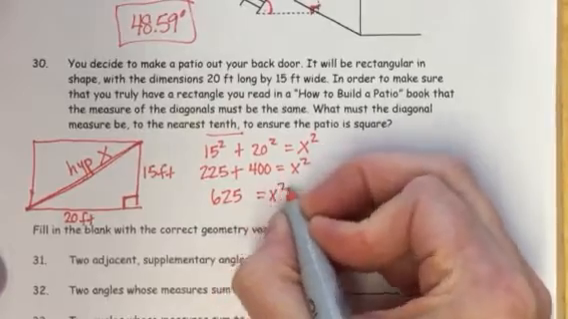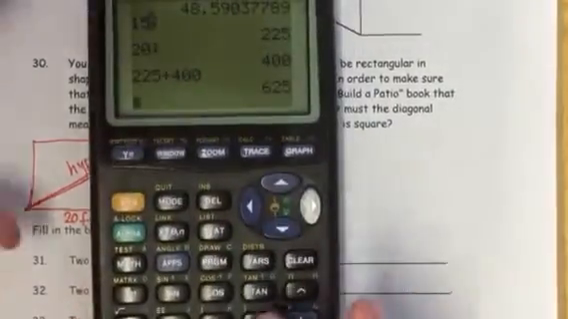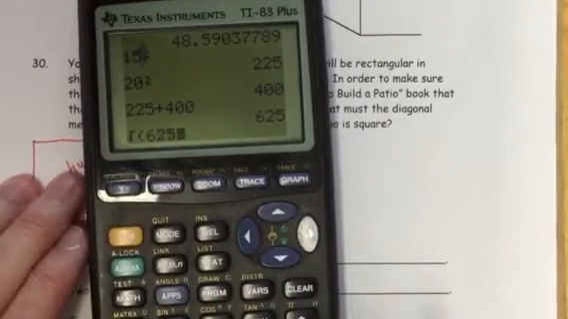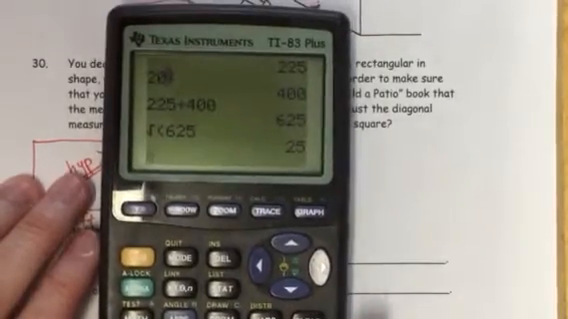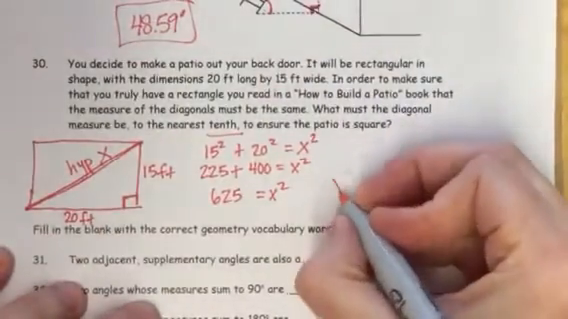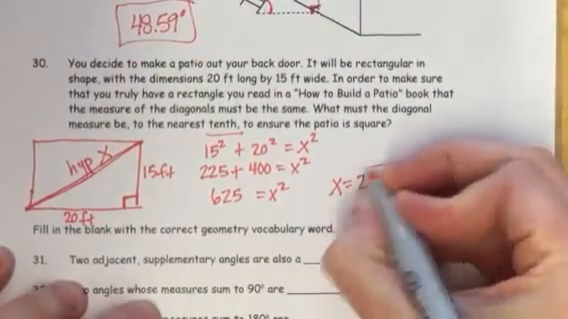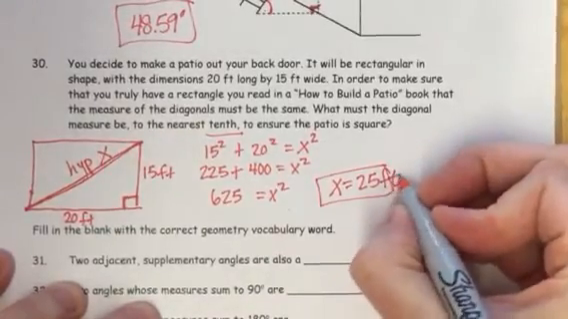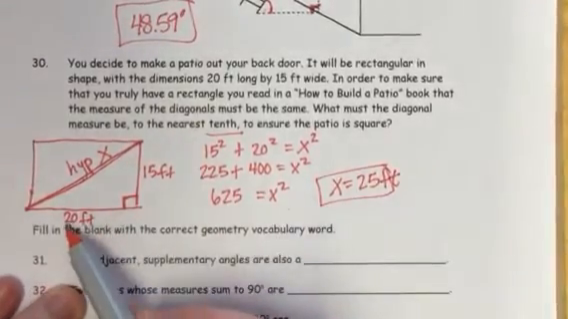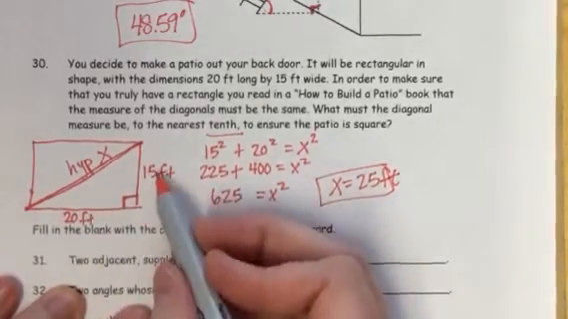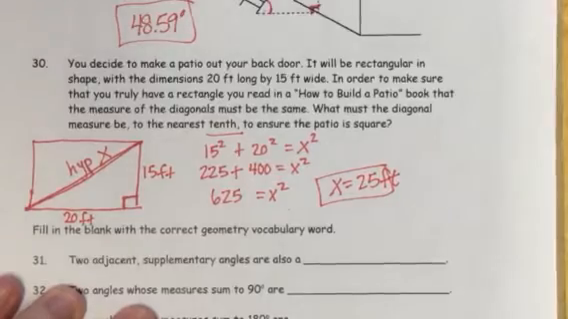I feel like that might be a perfect square. So in my calculator, I'm going to take the square root of 625, and it is 25 times 25 is 625. So we had another Pythagorean triple, didn't we? It's going to be 25 feet is what we need there. 15, 20, and 25.